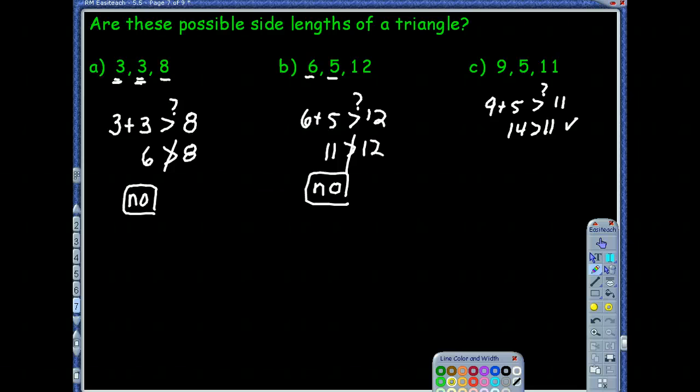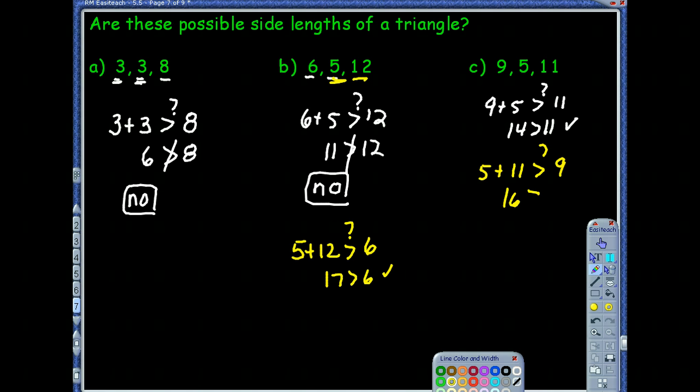For example, on this one, I could have added the 5 and the 12 together to see if it is greater than 6. Well, 5 plus 12 is 17. It does work. But we need it to work on all cases. So let's add the next 2 sides, like 5 and 11. Is that greater than 9? Well, that's 16. Is 16 greater than 9? Yes. And then the last scenario is 9 and 11. Is that greater than 5? Definitely. That's 20, which is greater than 5. So that checks out. So this would be a yes.